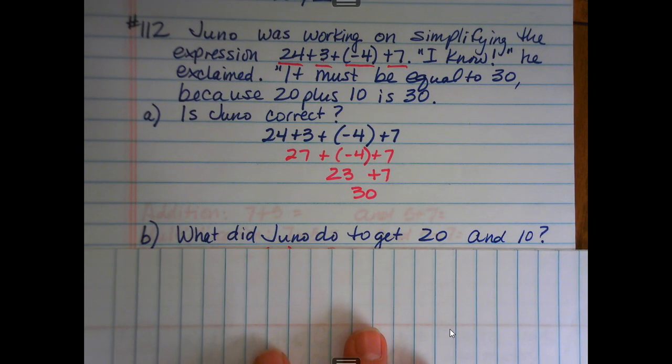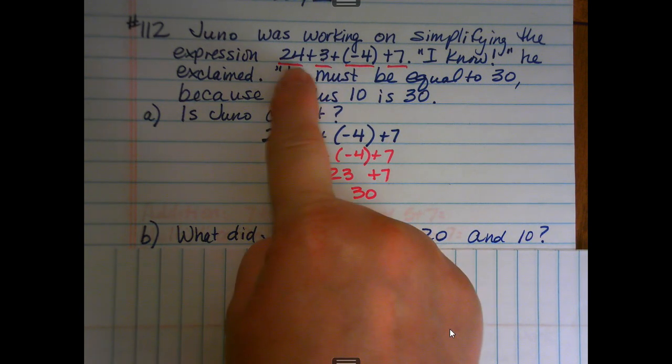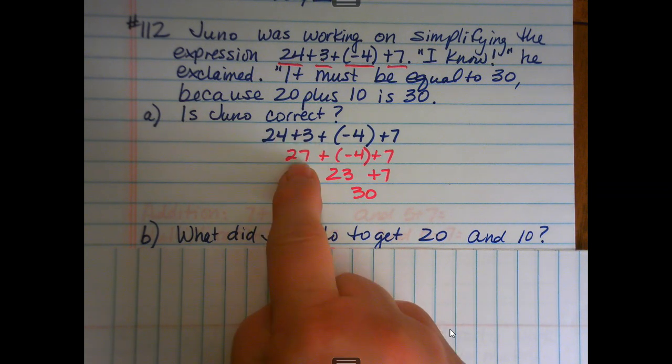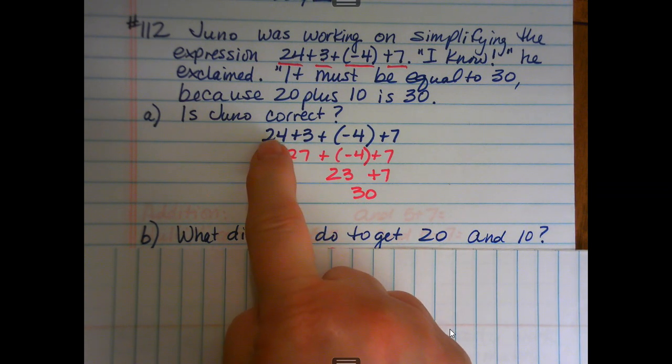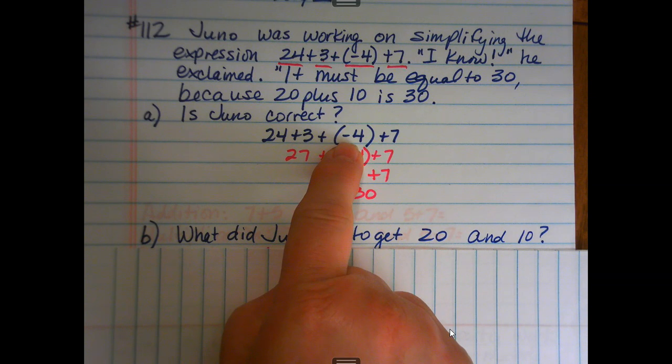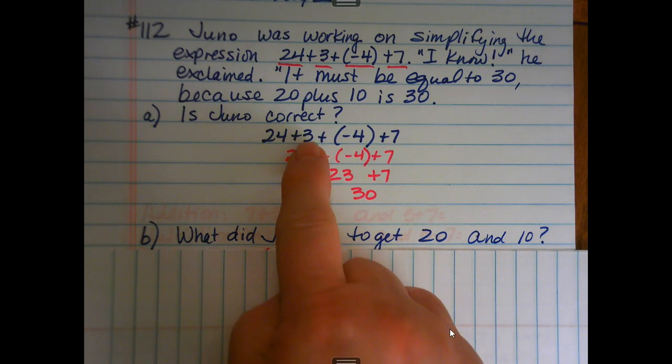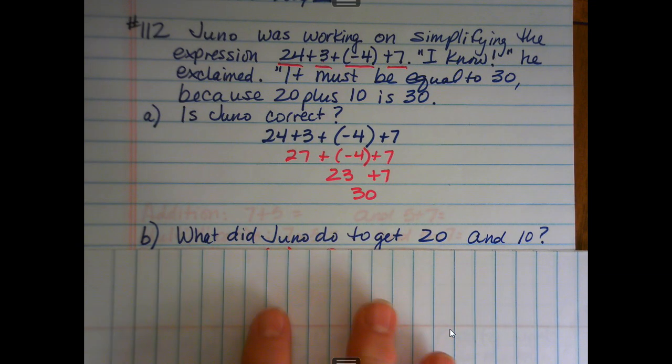And our next question to analyze is, what did Juno do to get 20 and 10? I look back up in my problem here, and if I combine these two, I know I get 27. If I combine 24 and -4, that should give me 20. And then if I combine 3 and 7, I would get the 10.